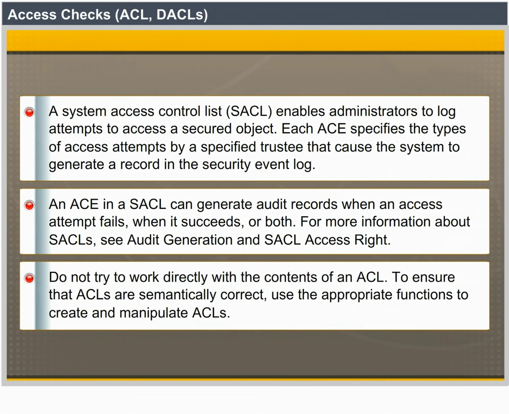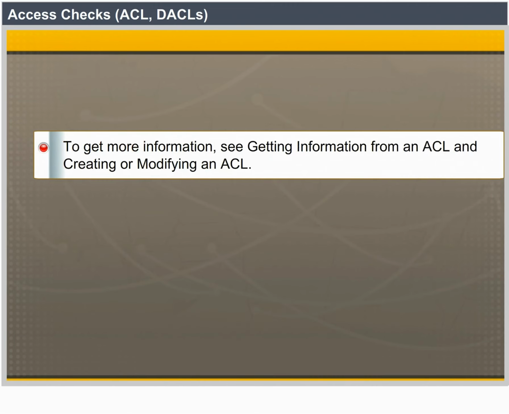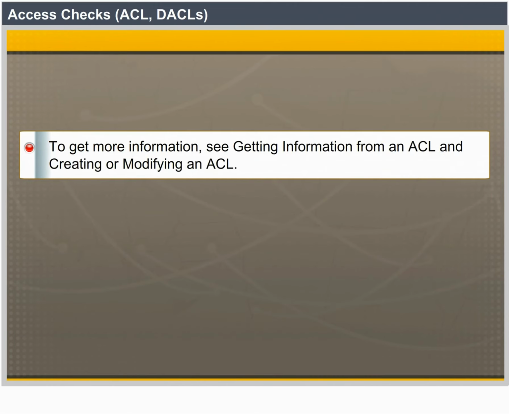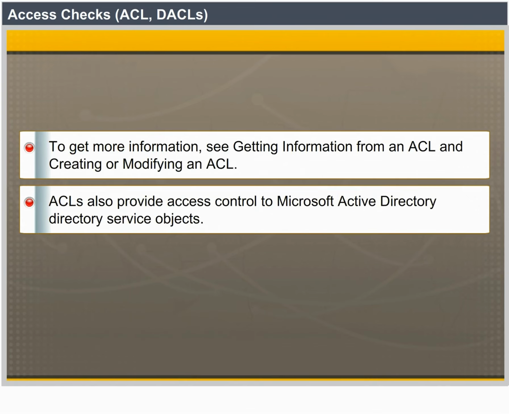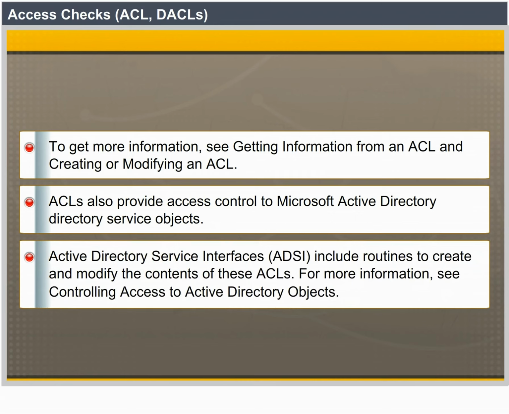Do not try to work directly with the contents of an ACL. To ensure that ACLs are semantically correct, use the appropriate functions to create and manipulate ACLs. For more information, see Getting Information from an ACL and Creating or Modifying an ACL. ACLs also provide access control to Microsoft Active Directory Directory Service objects. Active Directory Service Interfaces (ADSI) include routines to create and modify the contents of these ACLs. For more information, see Controlling Access to Active Directory Objects.